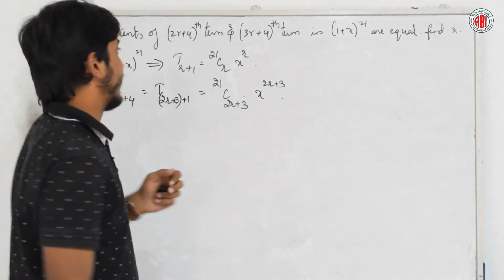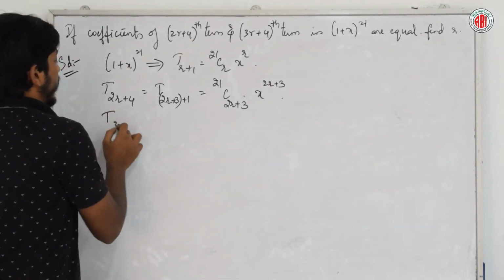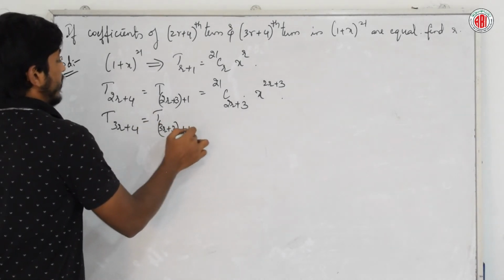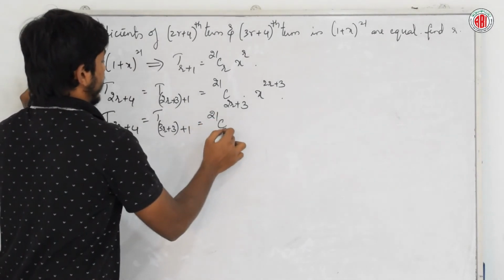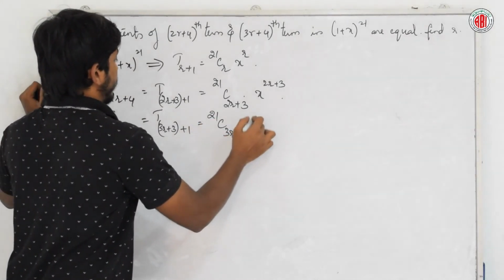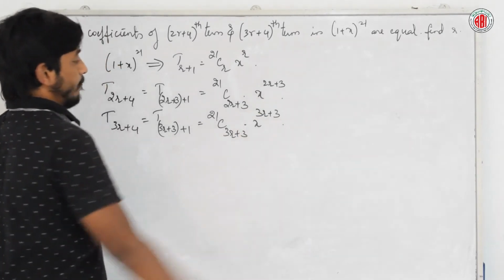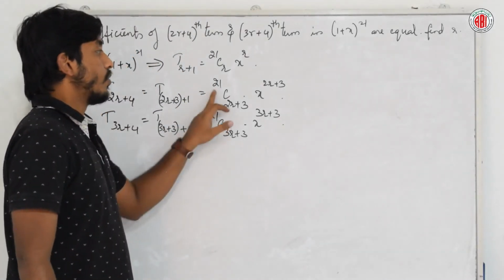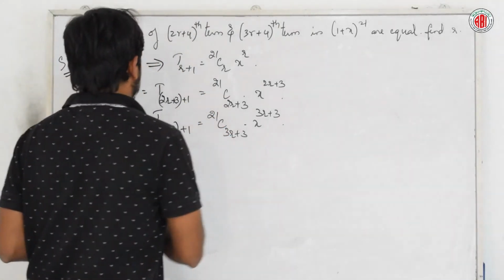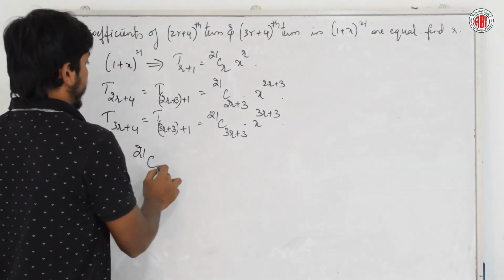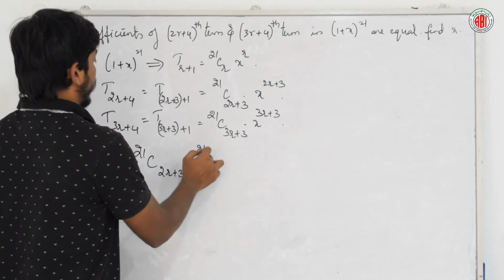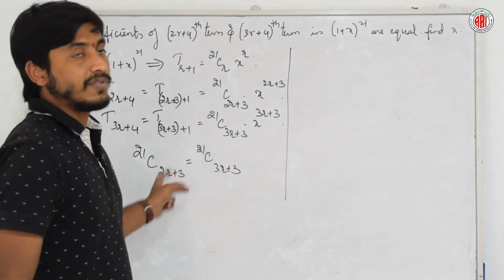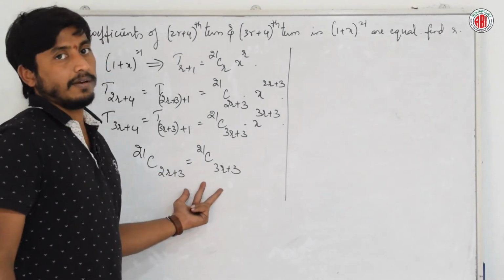Is it okay? Next. T 3r plus fourth term, that is t 3r plus 3 plus 1. This is nothing but 21C 3r plus 3 into x power 3r plus 3. Right? What are they telling? They are telling that the coefficients are equal. So, can we equate these both? So, obviously we can write 21C 2r plus 3 is equal to 21C 3r plus 3. Either we equate these both, or else we can use nCr is equal to nC n minus r.